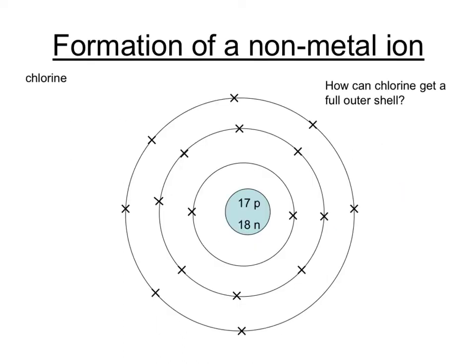Let's look now at a non-metal atom, chlorine. Chlorine has got 17 protons, 18 neutrons and 17 electrons, which arrange themselves 2, then 8 and then 7. Now, how can chlorine get a full outer shell? Well, it could either gain 1 electron or it could lose 7 and lose the need for that outer shell. In fact, chlorine gains 1 electron because this takes less energy to get a full outer shell of 8 electrons. Now, notice that this has also changed its name from being a chlorine atom to a chloride ion.